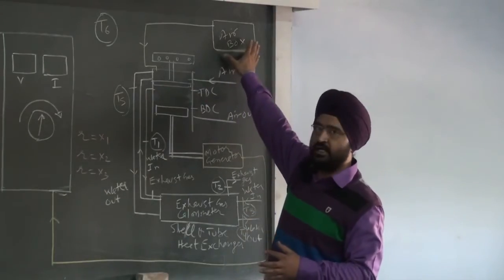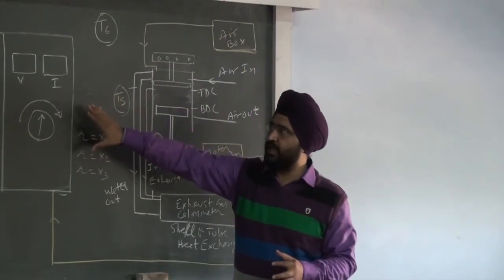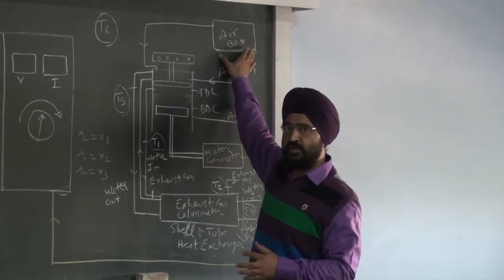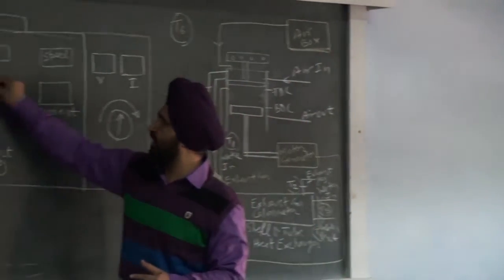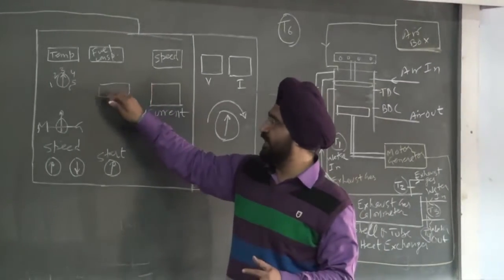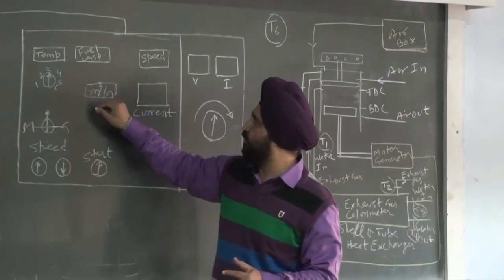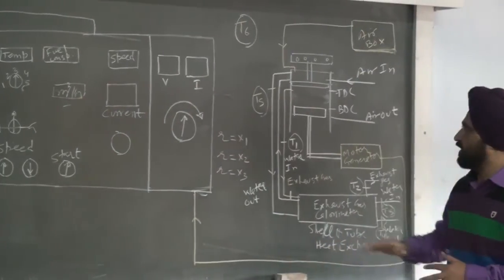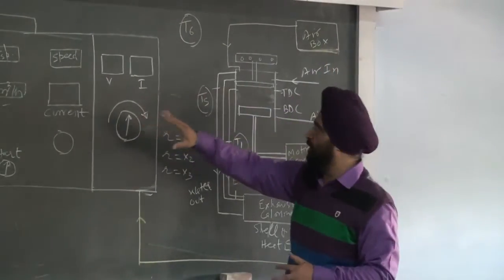On the other side you have the airbox. That airbox is connected to the panel, so we will get the air consumption information directly on the panel itself, with an indicator in which you get the reading in meter cube per hour. So air consumption will also be there on the panel.